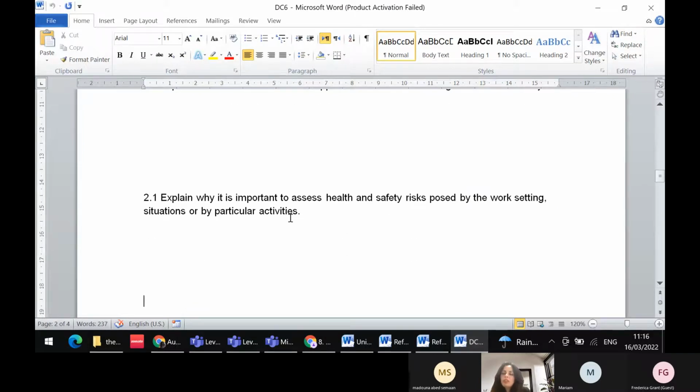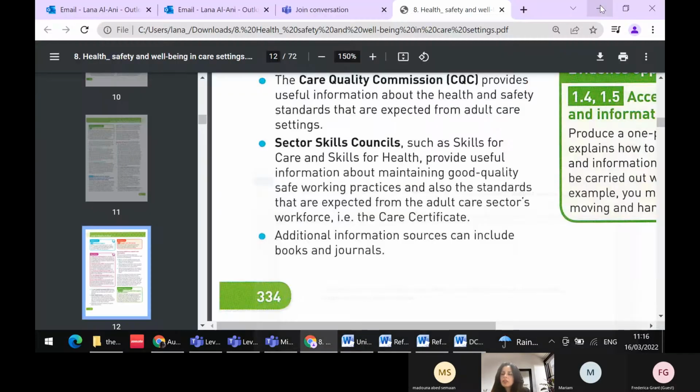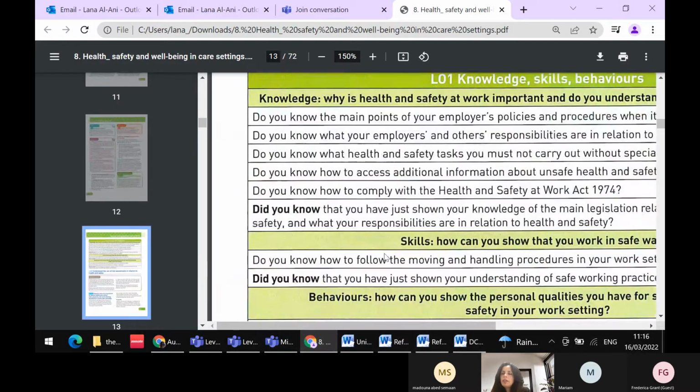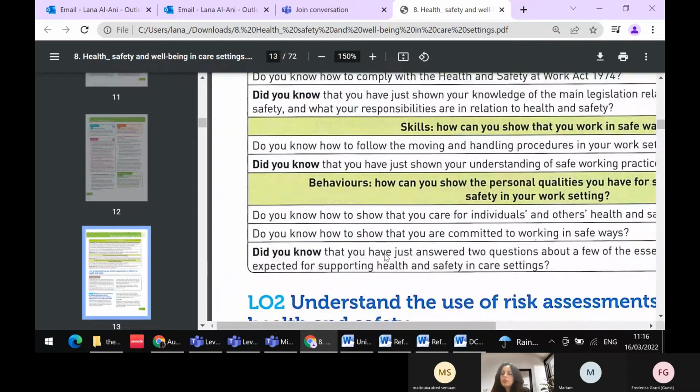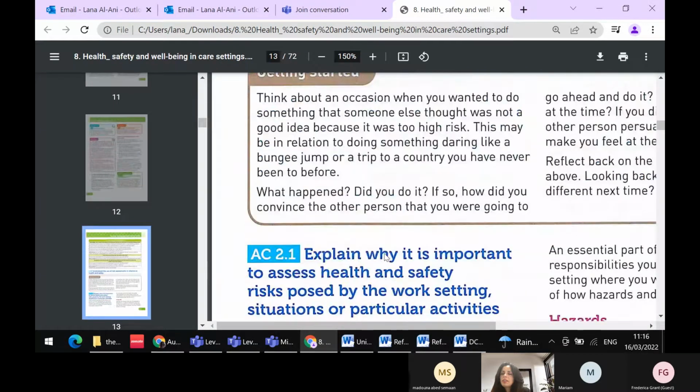Now, explain why it is important to assess health and safety risks posed by the work setting, situations, or by particular activities. So why is it important to assess the health and safety risk? Do we know the reason why it is important to assess the health and safety risks?